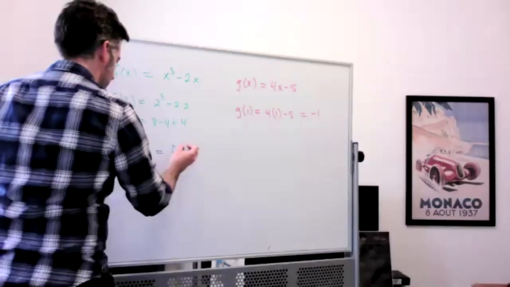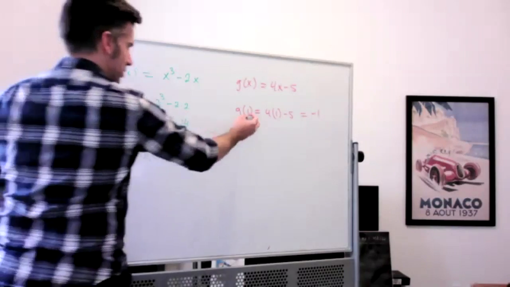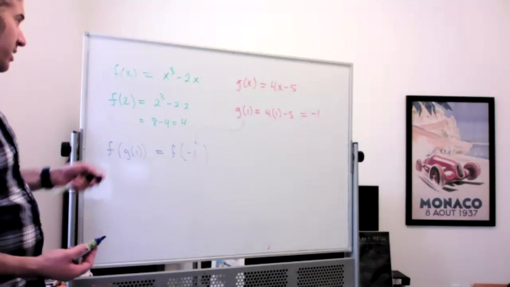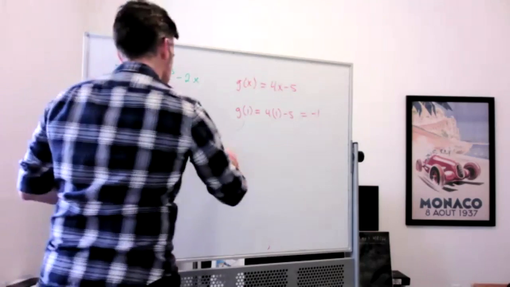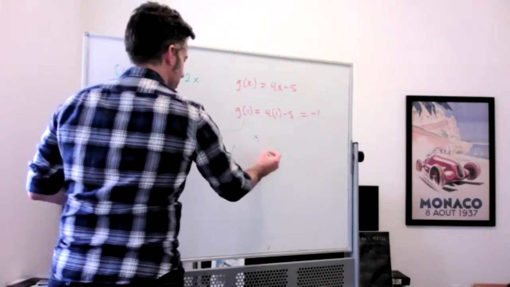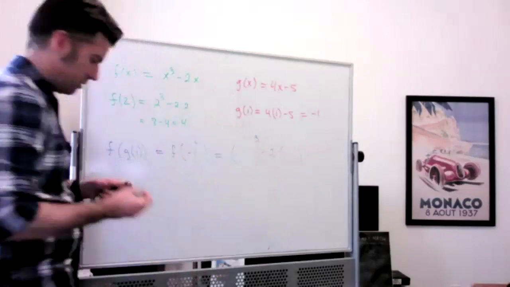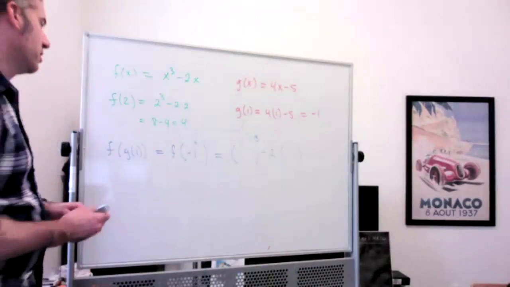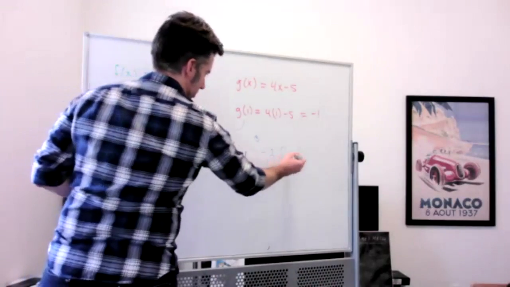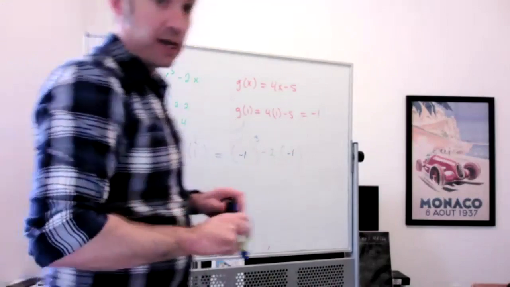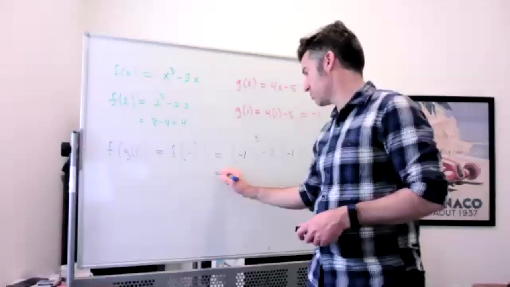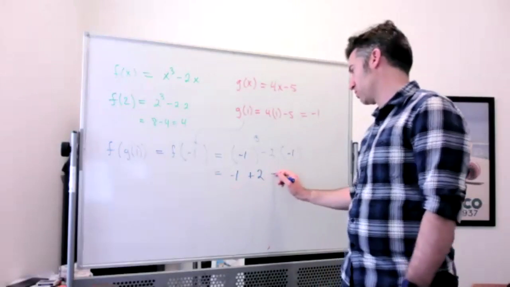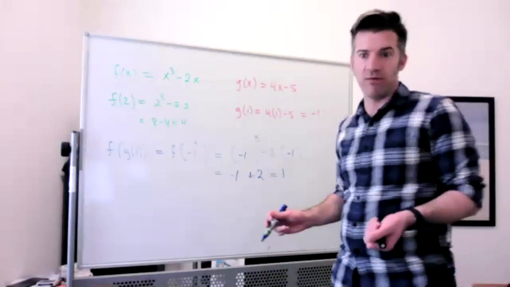So f of g of 1 is just f of negative 1. And then f of negative 1 we can plug into the function. So it's going to be whatever's in there cubed minus 2 times whatever's in there. So that's going to be negative 1 cubed minus 2 times negative 1. Negative 1 cubed is negative 1. And negative 2 times negative 1 is plus 2. So negative 1 plus 2 is going to be 1. So f of g of 1 happens to be 1.